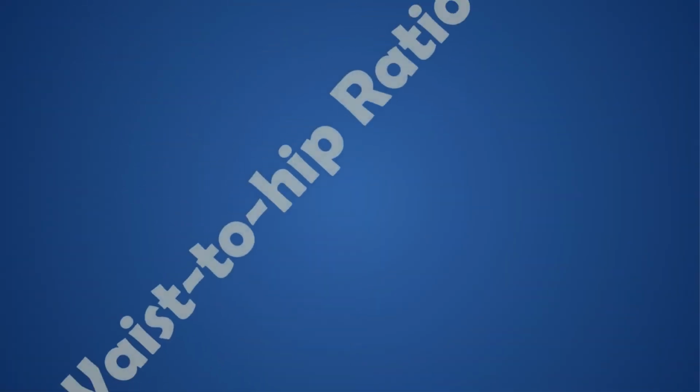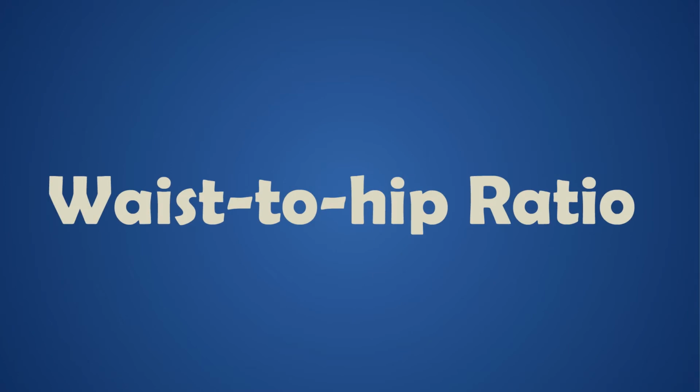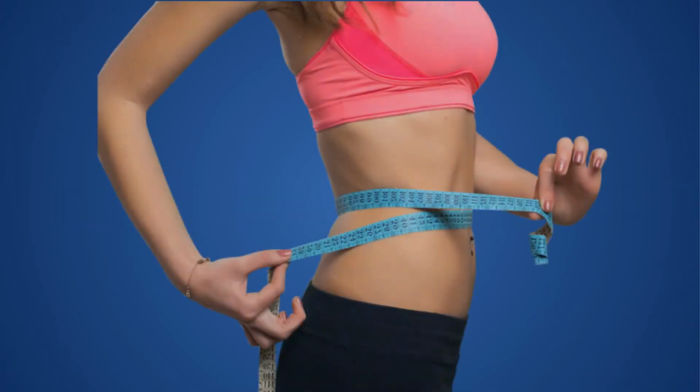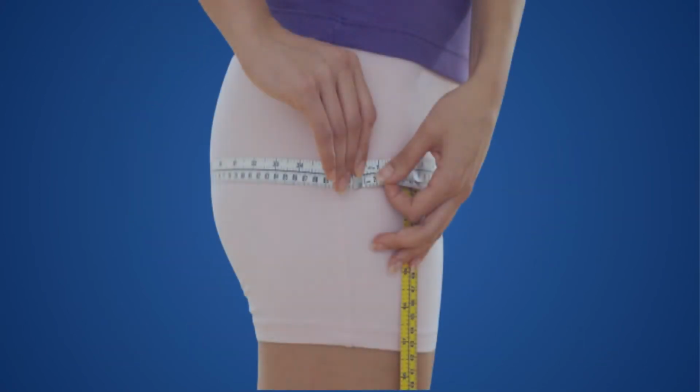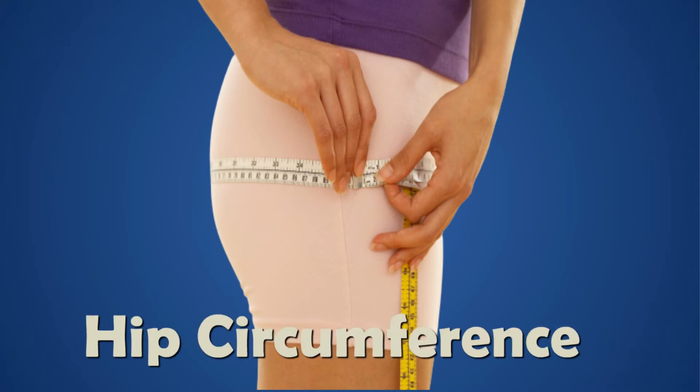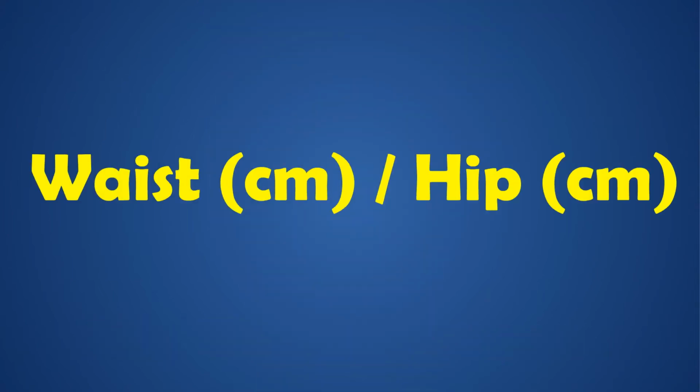The second method to know your ideal weight is using the waist-to-hip ratio. You can figure out your waist-to-hip ratio on your own, or your doctor can do it for you. To measure it yourself, stand up straight and breathe out. Use a tape measure to check the distance around the smallest part of your waist, just above your belly button. This is your waist circumference. Then measure the distance around the largest part of your hips, the widest part of your buttocks. This is your hip circumference. Calculate your waist-to-hip ratio by dividing your waist circumference by your hip circumference.